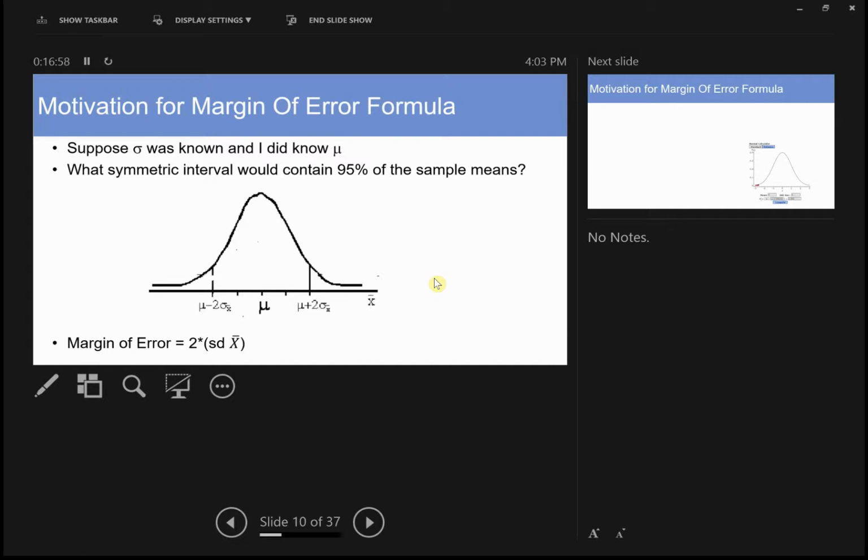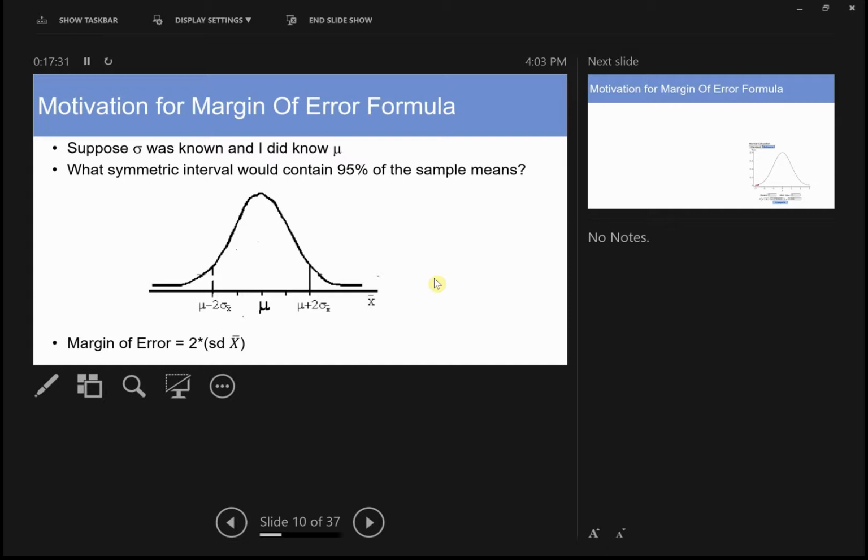So here's what I figured out. For a 95% confidence interval, I need a margin of error of 2 standard deviations. How many standard deviations would I need if I wanted to make a 99% confidence interval? How would I figure that out? So let's take a look at how we did this. How did we get this 95% confidence interval?